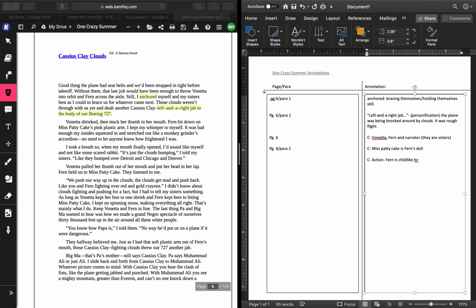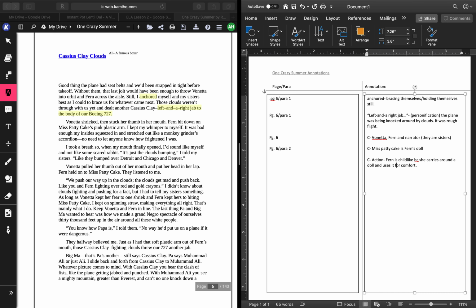So we want to write why. Fern is childlike because she carries around a doll and uses it for comfort. So we are making an inference based on her actions. This is how she is reacting to being afraid. This shows that she is a little scared.